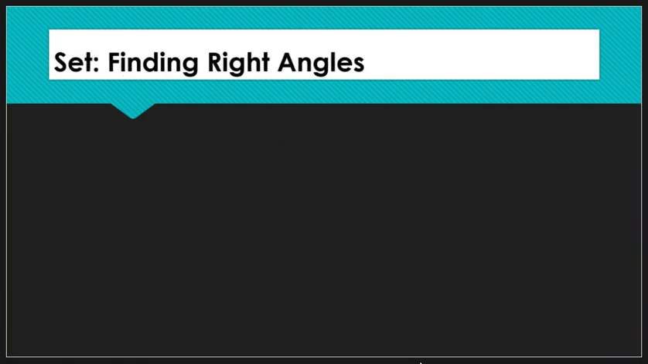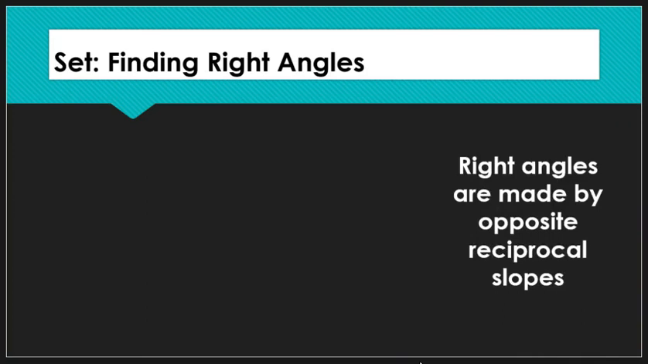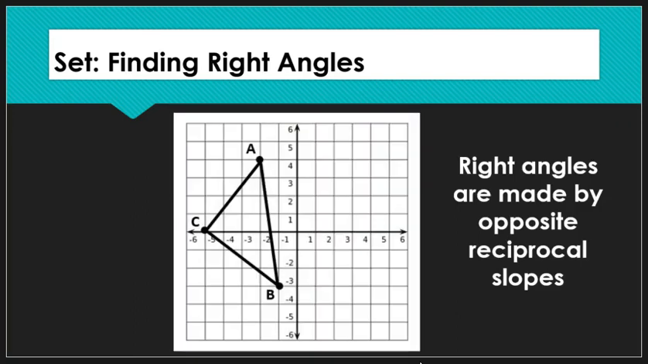Right, in the Set, let's look at right angles. So right angles are made by opposite reciprocals. Today in class you discovered that perpendicular lines are made from opposite reciprocal slopes. If you take a slope triangle of a line and rotate it 90 degrees, the new line will cross at this right angle. So let's take a look at this triangle.